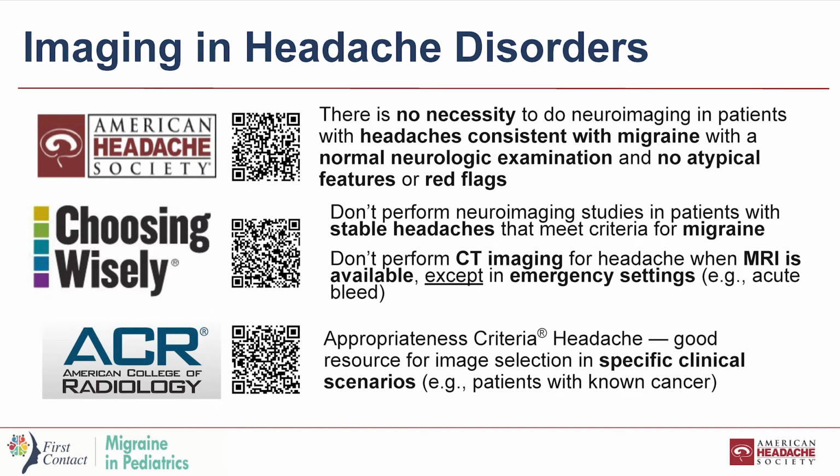The Choosing Wisely campaign is an effort to look at the benefit versus cost of any given intervention across a wide range of medical specialties. And the Choosing Wisely campaign has developed a guideline around imaging headache in children and adolescents. Basically what it says is don't perform neuroimaging in patients with stable headaches and meet criteria for migraine. If you're going to obtain an imaging study, they recommend obtaining an MRI of the brain rather than a CT due to the relative benefit over the risk of radiation.